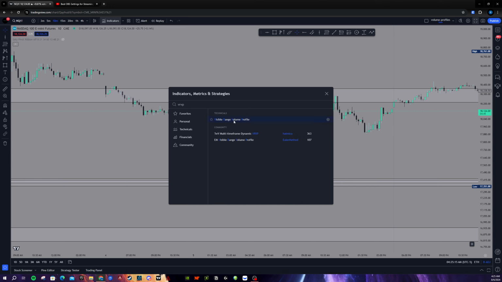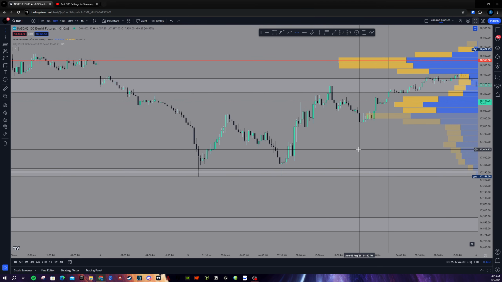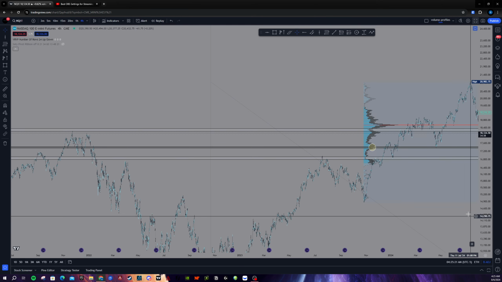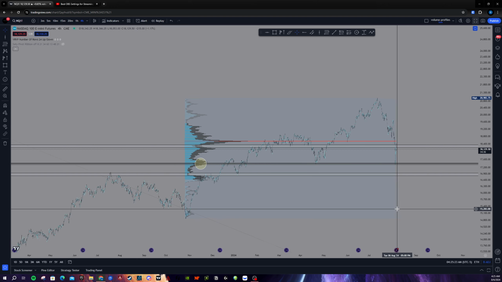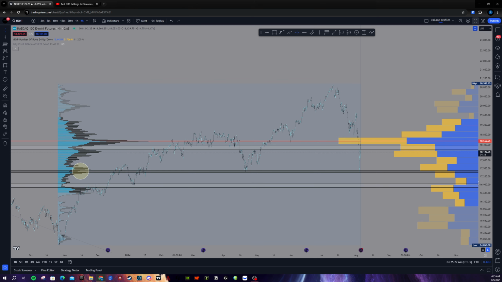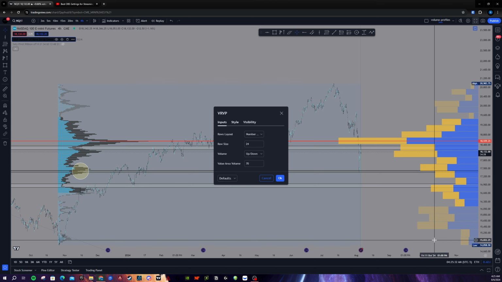Why I don't like visible range volume profile is because it doesn't really show me much. It's only going to show me what I zoom out to. So if you compare, I don't even know if it's going to compare. Yeah, the POCs are the same. This isn't really the greatest.